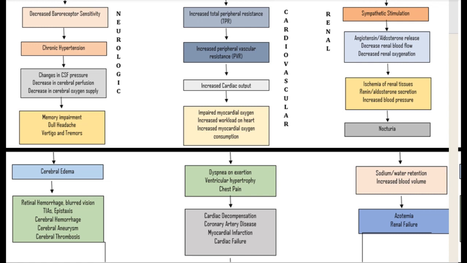For the neurologic, the constriction of arterioles would lead to decreased baroreceptor sensitivity that would lead to chronic hypertension, and there will also be changes in CSF pressure, decrease in cerebral perfusion, and a decrease in cerebral oxygen supply that would result in memory impairment, dull headache, vertigo, and tremors.